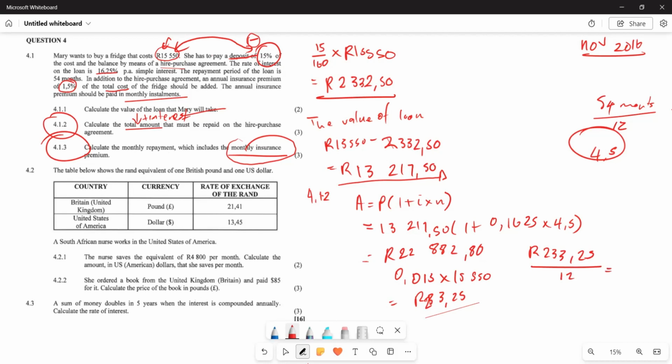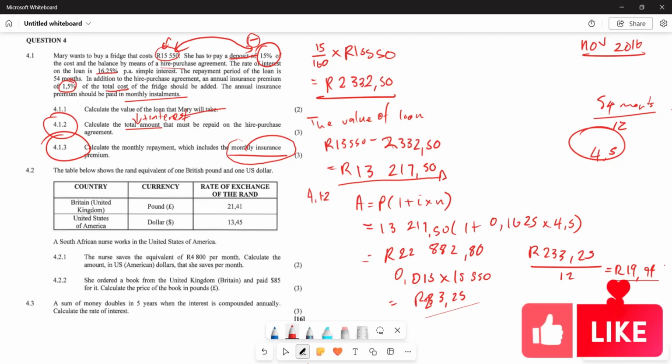Remember that this is per annum, which means per year. This is going to be the amount that is going to be paid on an insurance. And when you divide this by 12, the correct value is going to be, let's see, 19.43 cents. So which means the insurance is going to be paying 19 rand 44 cents. And that is going to be the monthly installment of the insurance.